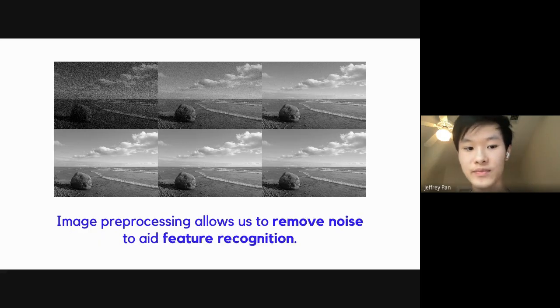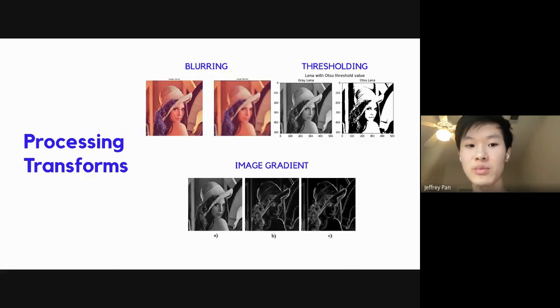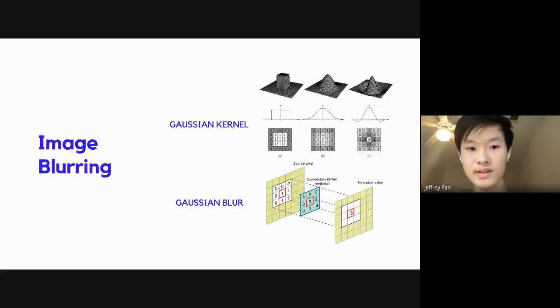So image preprocessing allows us to remove noise to aid feature recognition. I'm just going to briefly go through 3 main categories of preprocessing transforms, known as blurring, thresholding, and image gradients. So firstly is image blurring. And the question would be, why do you want to blur an image? Generally, when you get images, you want the most crystal clear, crisp images you have. So usually people ask, why do you want to blur images in computer vision?